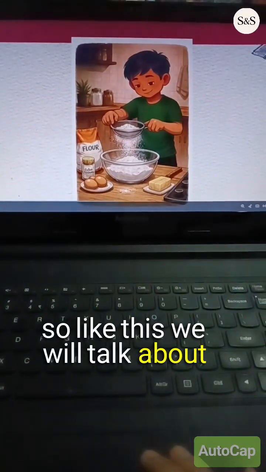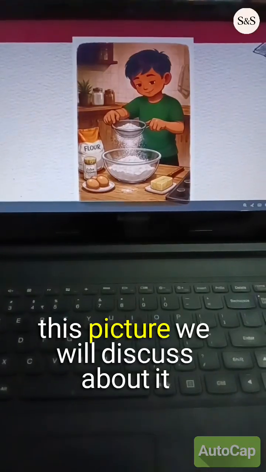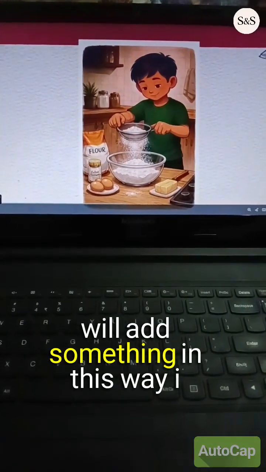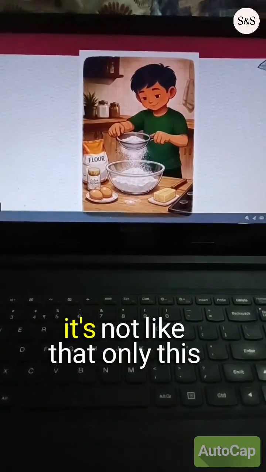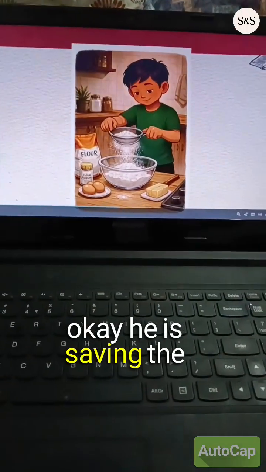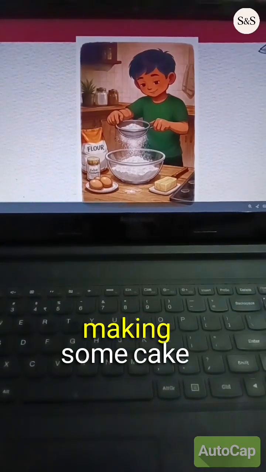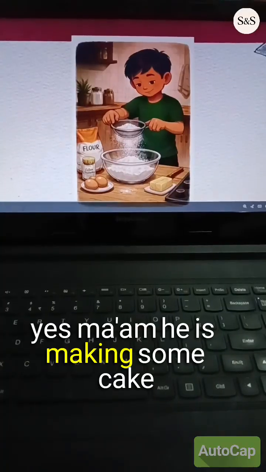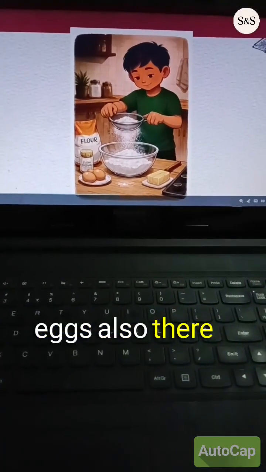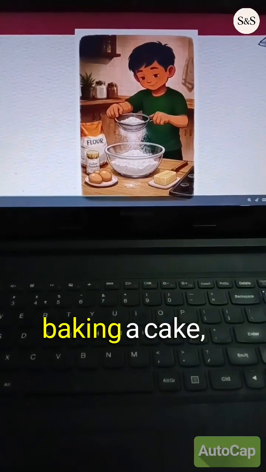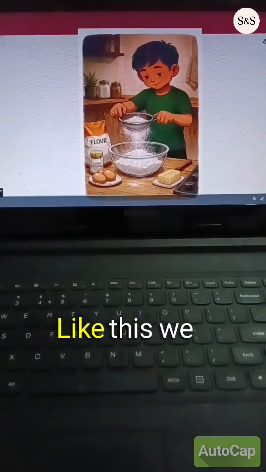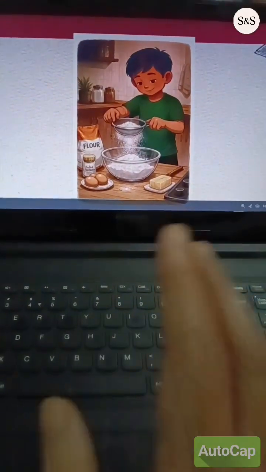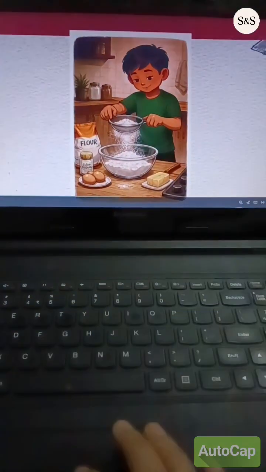Okay, so like this we will discuss this picture. He will say something about what he is doing, then I will add something. It's not that only the student will speak. I will also be discussing, okay, he is sieving the flour, I think he is making some cake. Then he will add something, yes ma'am, he is making some cake because there is butter and eggs also there. So he might be baking a cake, preparing the cake batter. Like this, student and teacher, we both discuss the picture.